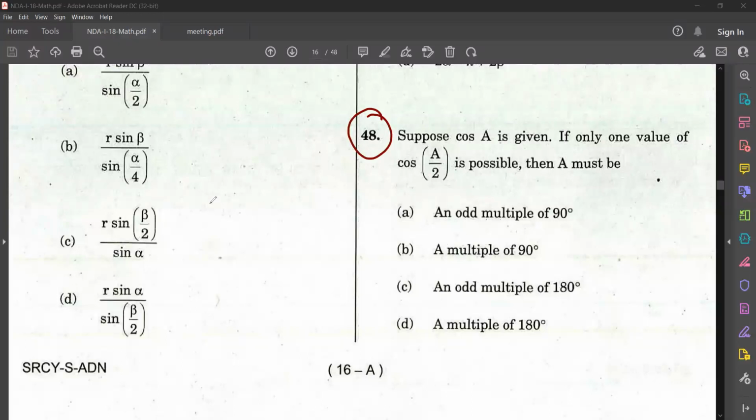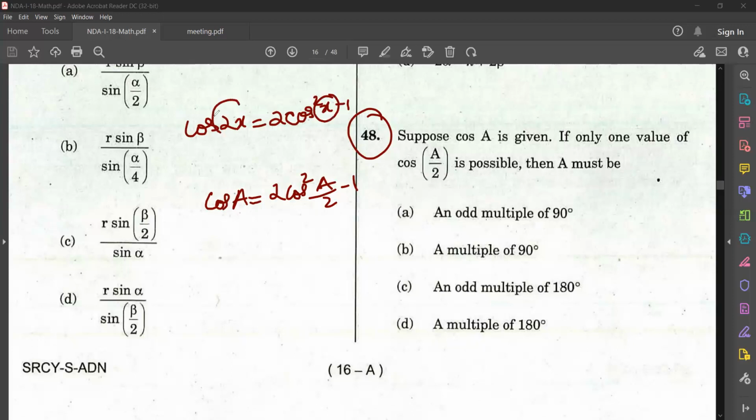See, we know that cos A can be written as 2 cos square A by 2 minus 1, isn't it? Why? Because cos 2x is 2 cos square x minus 1, isn't it? So that means if x is coming here, 2x is coming. If A is coming here, it should be A by 2, isn't it? So here they have given cos A is given. If only one value of cos A by 2 is possible, then A must be.